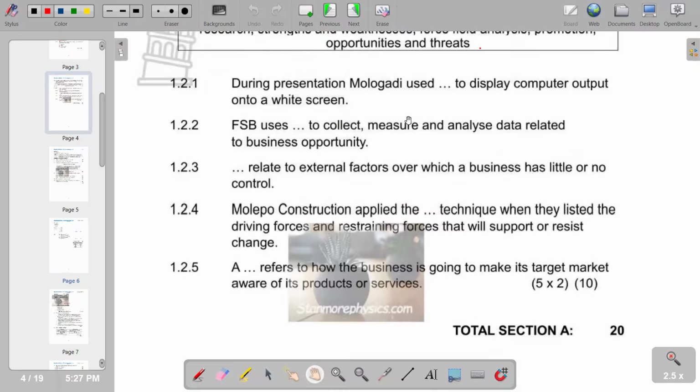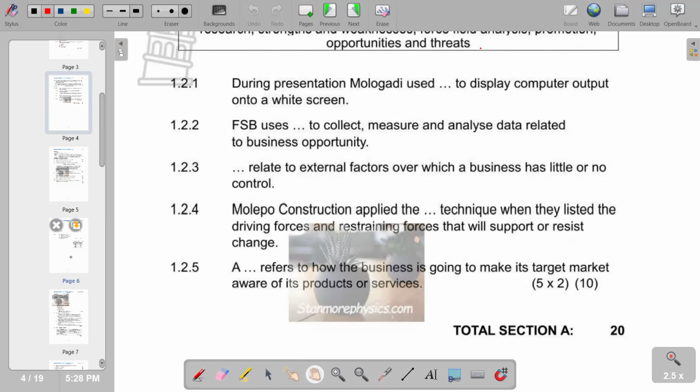So we are going to say: Molecular Construction applied the force field analysis technique when they listed the driving forces and the restraining forces that will support or resist a change. So we have driving forces. Remember, the force field analysis looks at forces that are either driving the movement towards a goal or blocking movement towards a goal. So basically, that's the force field analysis. That makes it the correct response on question 4.